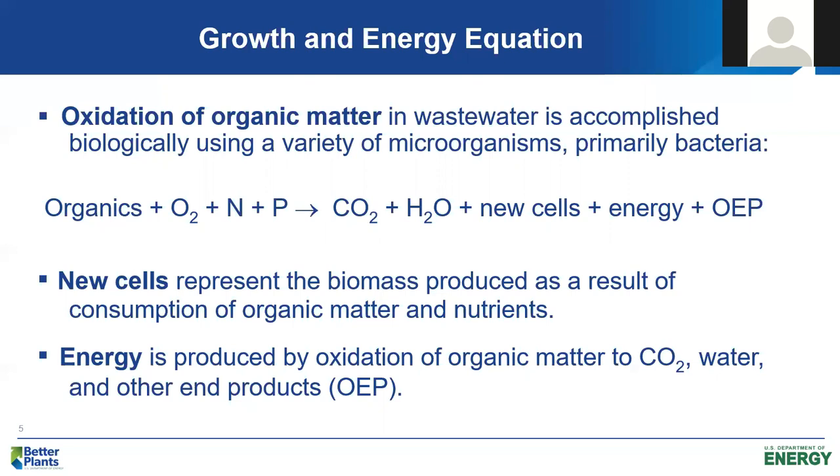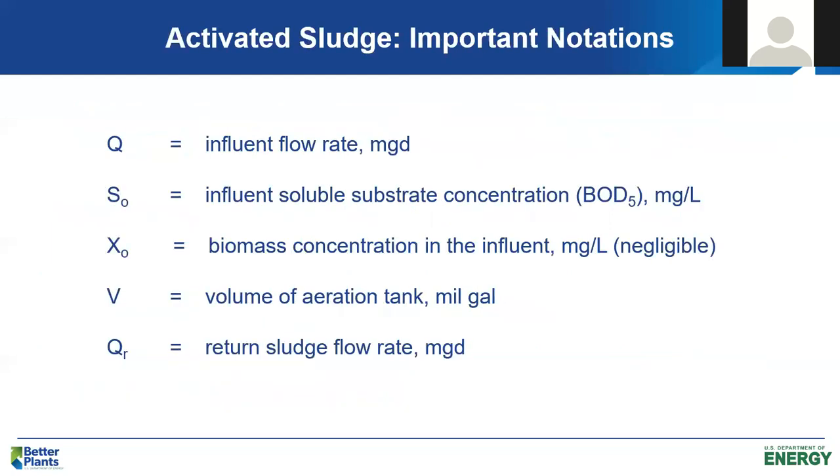And then we're also using organic matter plus nutrients, nitrogen and phosphorus, to grow new cells to replace the cells in our body that are dying. So it's an extremely important biochemical relationship here. These are some of the parameters I mentioned earlier. Again, Q is flow rate, S is substrate concentration, X is biomass concentration.